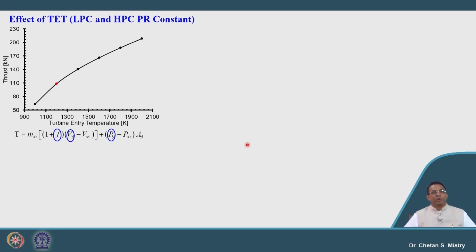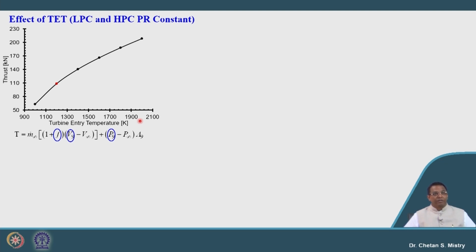Okay. So, let us look at this, which represents the effect of my turbine entry temperature, and we are keeping our overall pressure ratio constant, that means my HPC pressure ratio and LPC pressure ratio are constant. Here, if you look, when we are increasing our turbine entry temperature, we will have a rise of thrust.